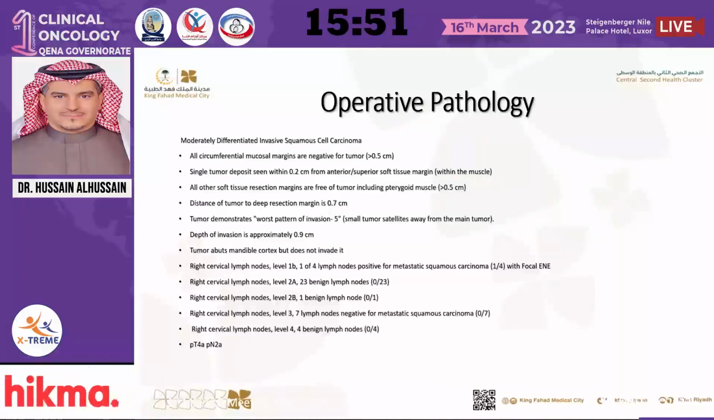There is a right cervical lymph node that is positive for metastatic squamous cell carcinoma with extranodal extension, in right cervical lymph nodes level 2A, and all the other lymph nodes are negative, all the way to level 4. Pathological staging is T4a N2b, M0 on clinical assessment by radiology and all other investigations.